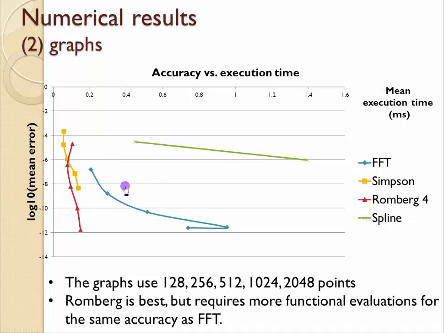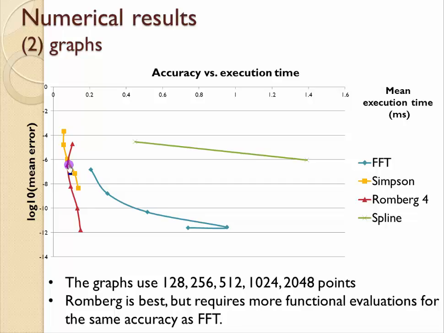So you can see that as far as execution time and current implementation, Romberg is the best. We have this anomaly where, in fact, when you have more points, you reduce the execution time. I think this is an anomaly of the MATLAB implementation. MATLAB tries to parallelize as much as possible.